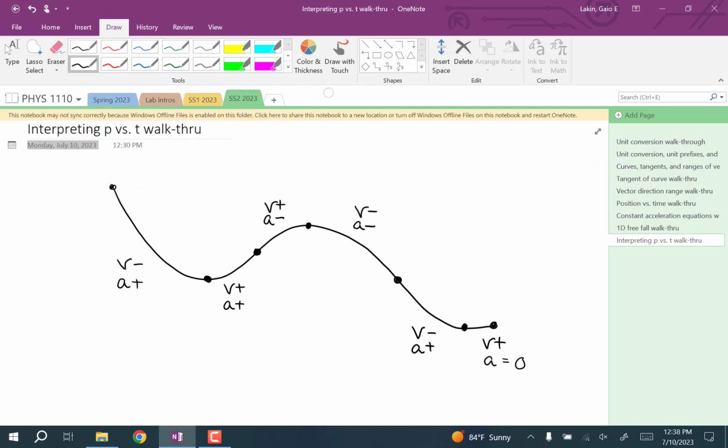So I think that's the best way whenever you're asked to look at a position versus time graph and figure out where the acceleration is negative, where the thing is moving in the positive direction, where it's slowing down. First, draw out these dots, identify those places where the velocity and acceleration change signs. Then on the intervals between the dots, figure out the signs of the velocity and acceleration. And then once you do that, all of the rest of the answers just follow really quickly.